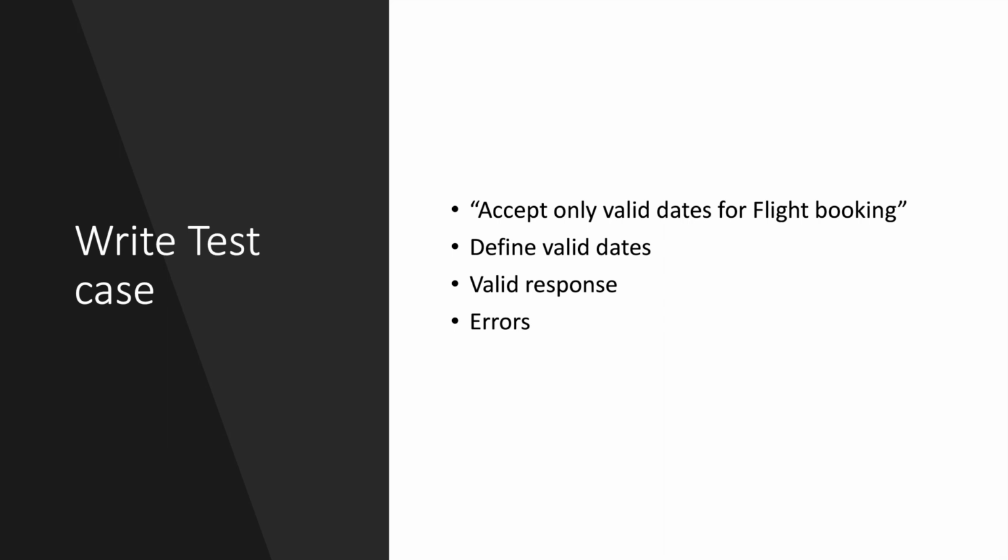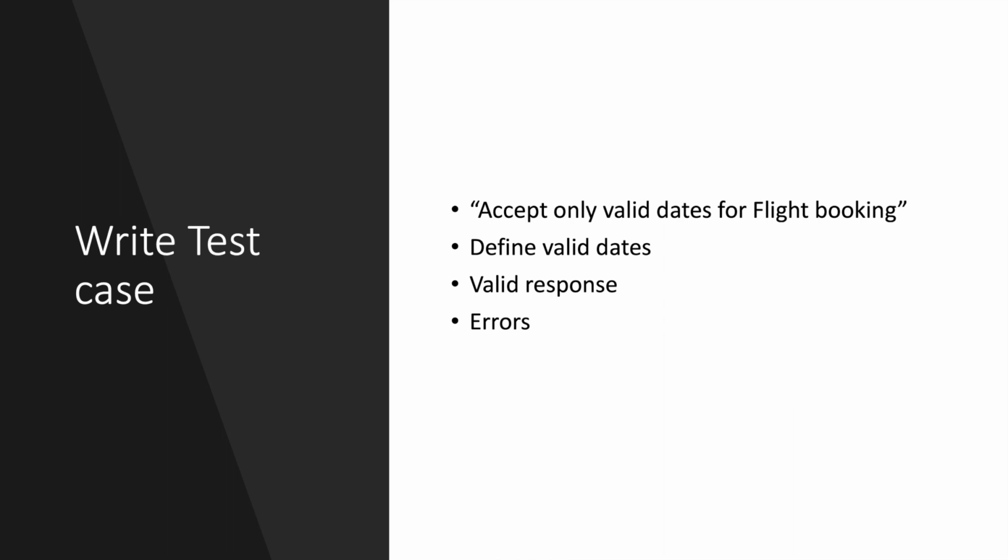Here also, say I want to accept only valid dates for flight booking. If I write this, it is kind of misleading, so I need to define what the valid dates are. For example, valid date means the current date or the next dates, right? I am booking my flight, so a valid date should be today or upcoming dates, not a past date. I cannot book in past dates.